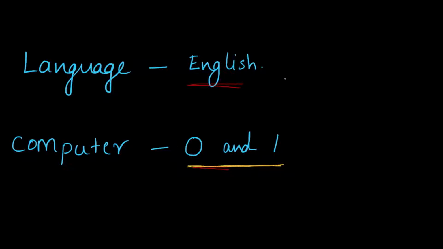There is a conflict. Human can understand English. This is human readable language, but the computer can understand only zeros and ones. Now we will go to the humans and we'll request, can you write the program or give the instructions in zeros and ones? It becomes very difficult to write a program in zeros and ones.